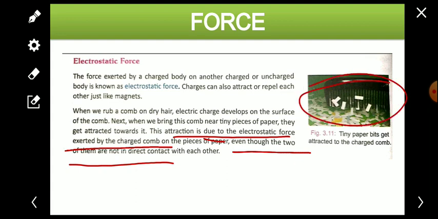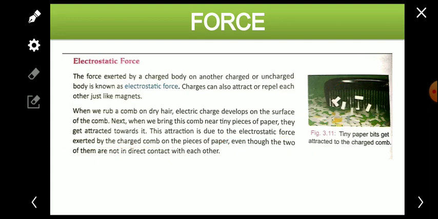Here also, a comb and tiny pieces of paper are not in physical contact. Even then they have attracted each other because of the electrostatic force. So they were not in contact, and that's why it is also a type of non-contact force.